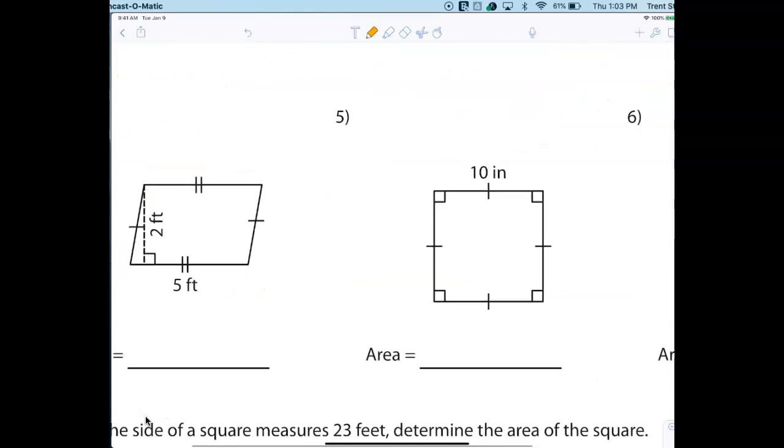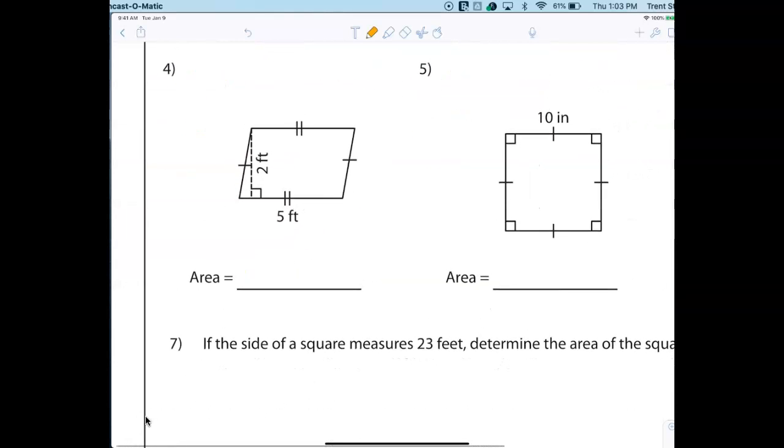Okay? Here we go. Question number 4. Now, what is that shape called? Who knows what that shape is called?